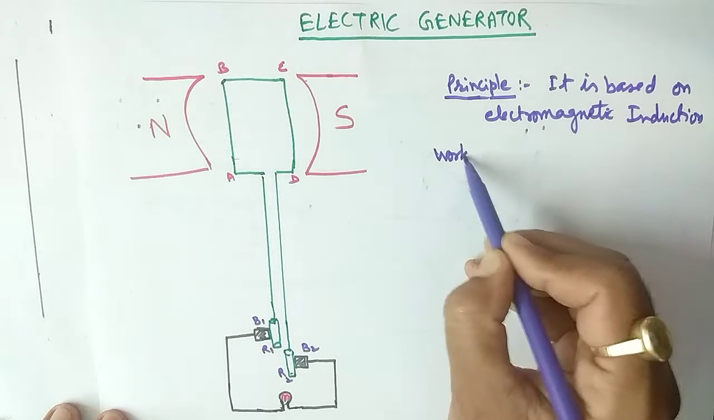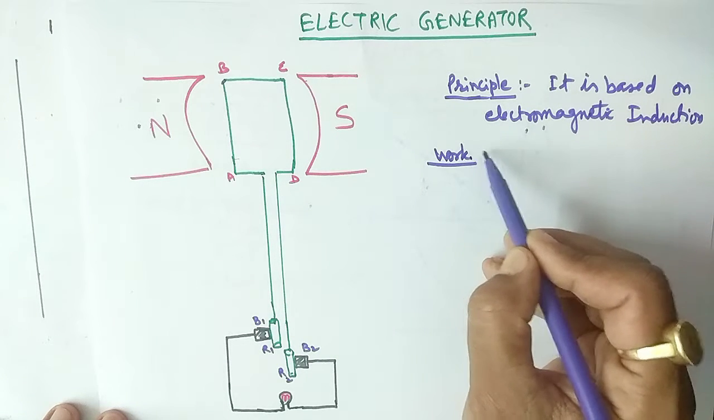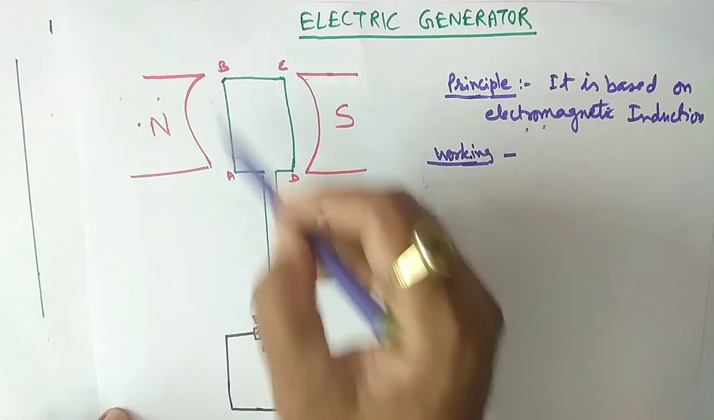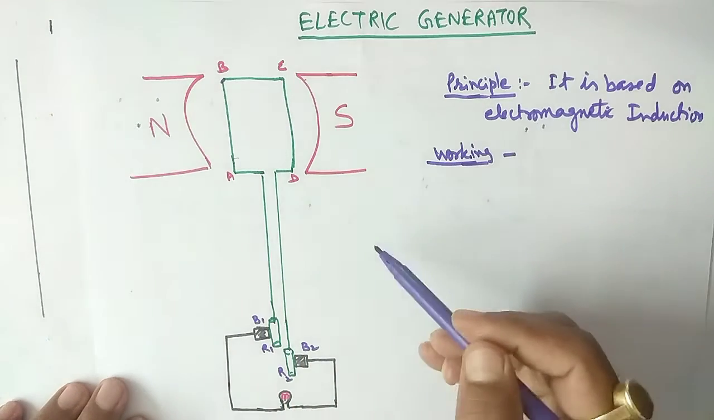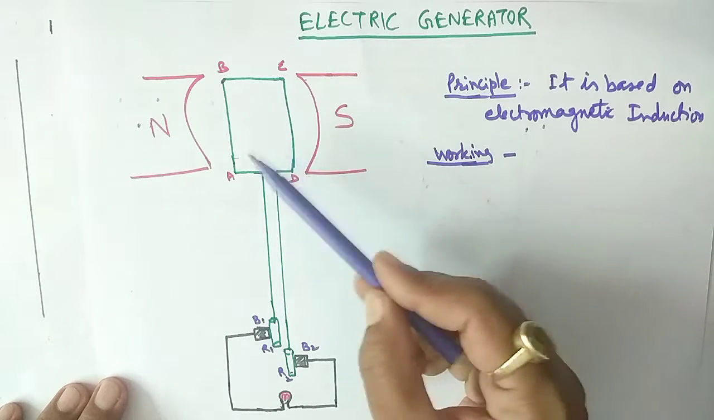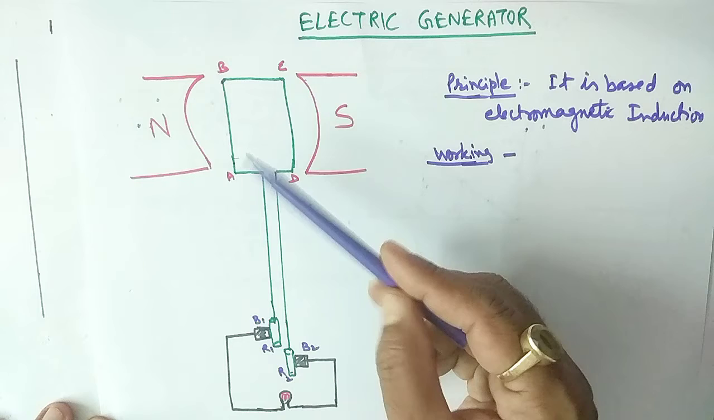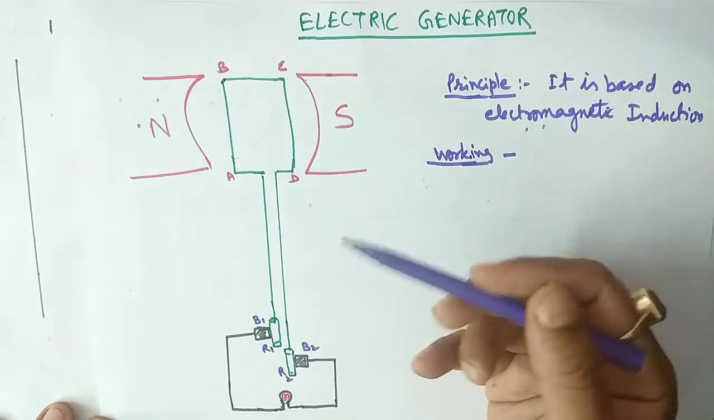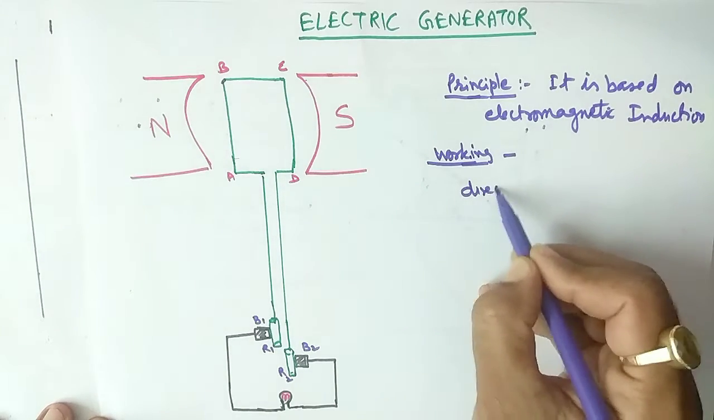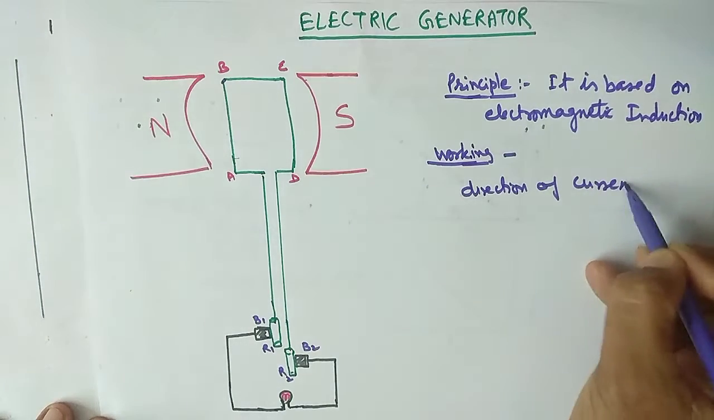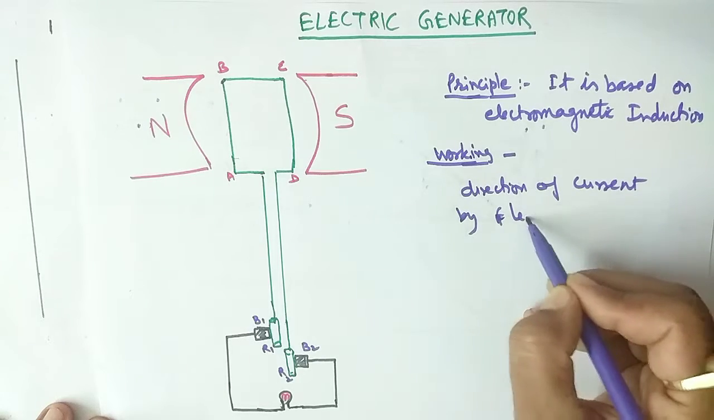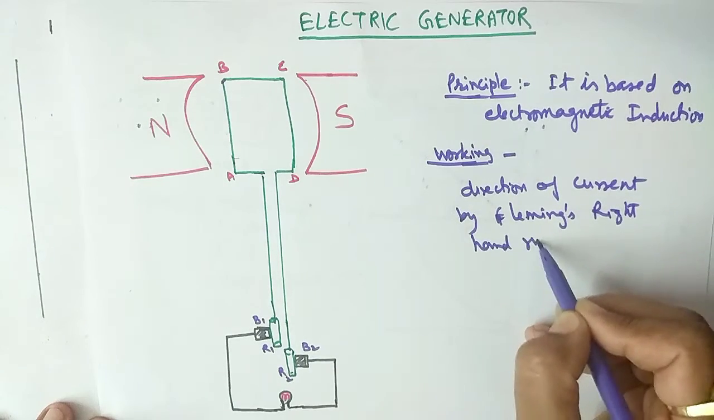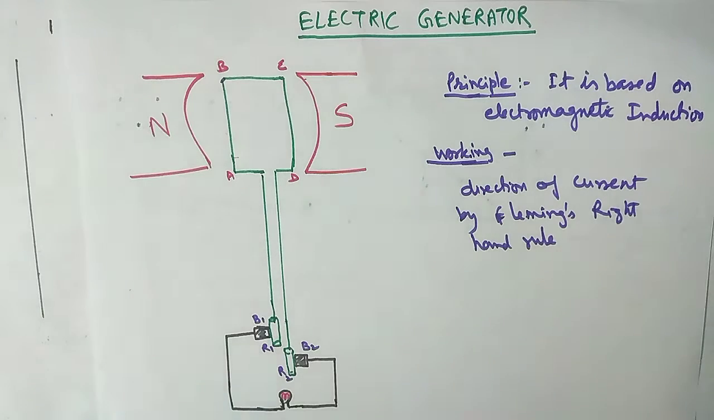Now see its working, how it works and how it is different from the electric motor. See the electric generator, it is a coil ABCD. Now to find the direction of the induced current, because when the coil rotates in the magnetic field, induced EMF will be produced. So what will be the direction of the current? It is more important. You can find the direction of the current using Fleming's right hand rule. If we use Fleming's right hand rule, I can show you.